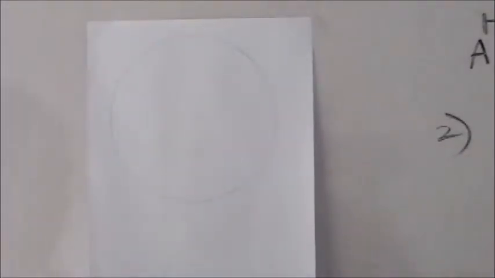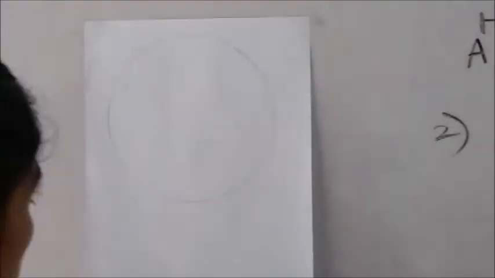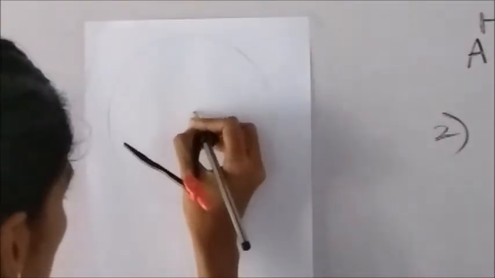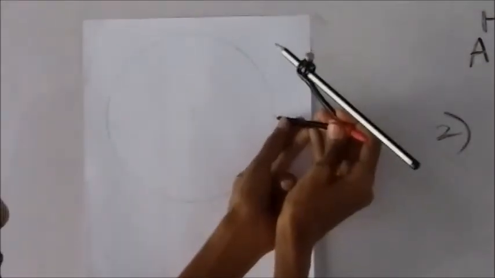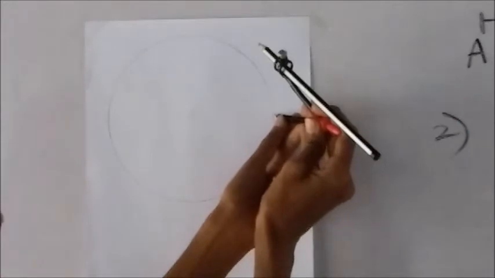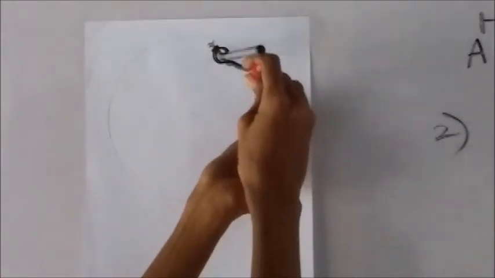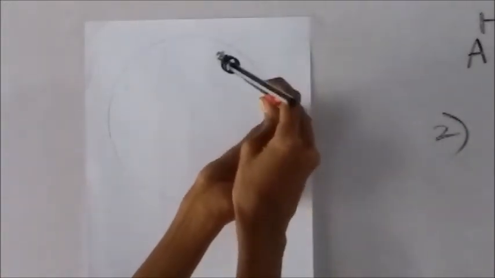Right. Now we can mark the center also. This is the center. Now you can start from any point that you want. I am marking a small point on the circle. Then, without changing the length I have taken, I am keeping the middle point on the point I marked on the circle. Then draw one arc segment.